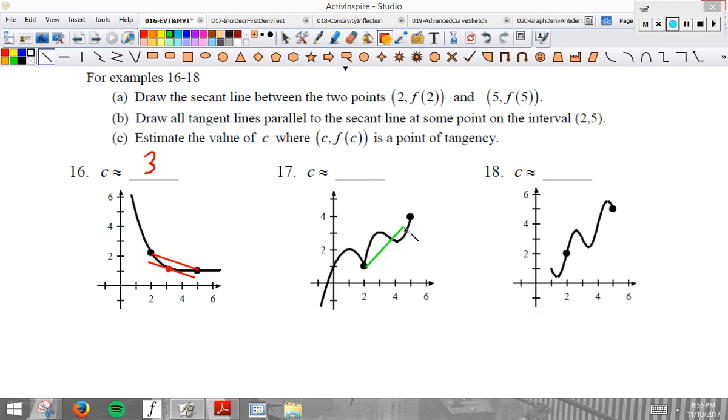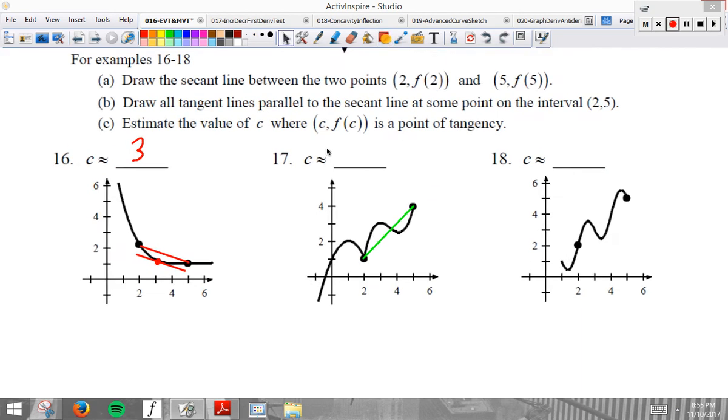Here, that looks like a fairly good secant line. I'm going to try for it one little bit better. Go for the center of the point. Now, we're looking for points of tangency. We have one right there. We have one right there. And we have one right here, probably.